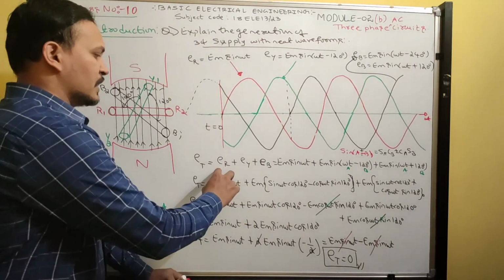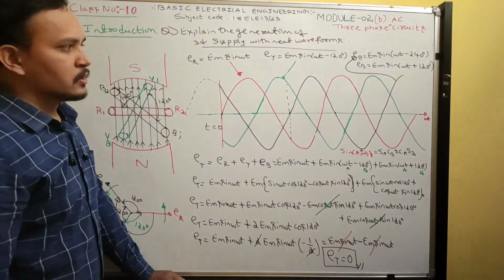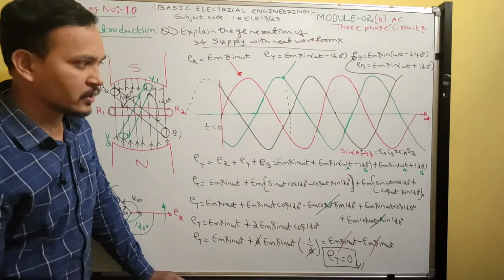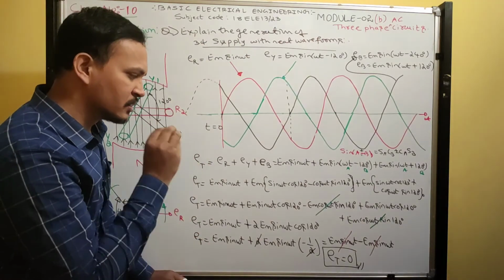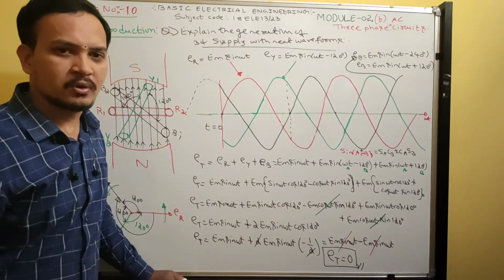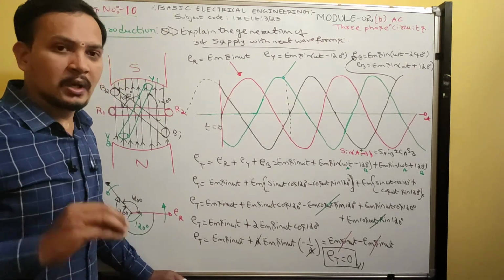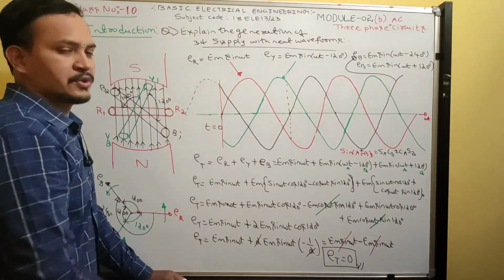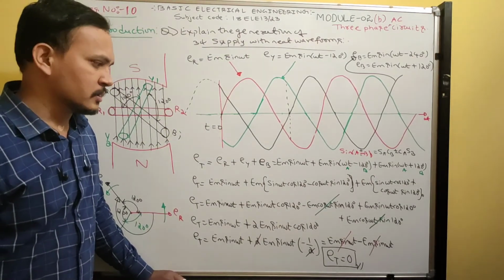The addition of all the induced voltages, the instantaneous voltages, at any instant of time, you should get a resultant voltage, the total voltage, of 0. The total instantaneous voltage should be 0. Got it? Then only it is a balanced supply system. Otherwise, it is an unbalanced supply system.